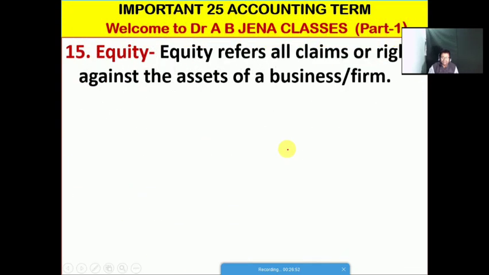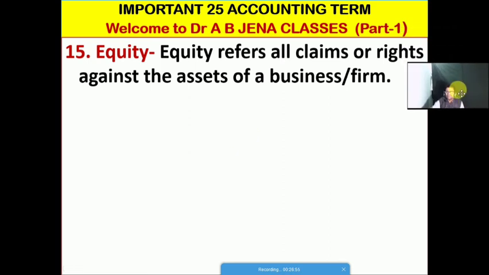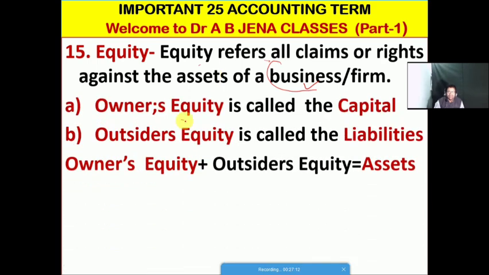Next, let's see the meaning of equity. Equity refers to all claims or rights against the assets of a business or firm, or the outsider's claims against your business property. Equities are normally of two types: owner's equity and outsider's equity. Owner means the proprietor of the business. We have already discussed that equity is equal to owner's equity plus liability. Outsider equity means the liabilities, and owner's equity is the capital. So owner's equity plus outsider equity is equal to assets.